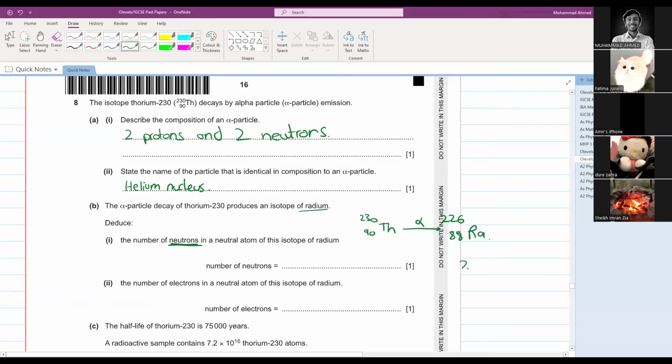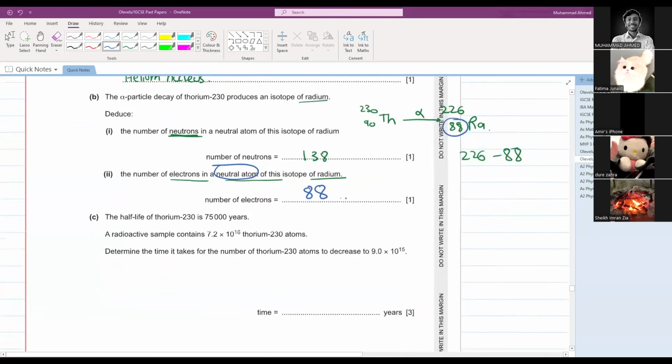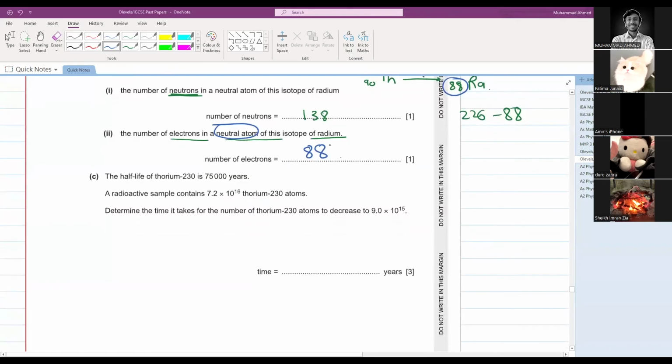Can you calculate the number of neutrons in this atom? Yes. The mass number 226 minus 88, the proton number. Son, always remember, mass number minus proton number will give you your number of neutrons, 138 in this case. Now you have to calculate the number of electrons in a neutral atom of this isotope. Can you realize that in a neutral atom, the number of electrons will be equal to the number of protons? Number of protons is 88, so the number of electrons will be 88. Nothing complicated. This question was to make you achieve an A grade. Very easy question.